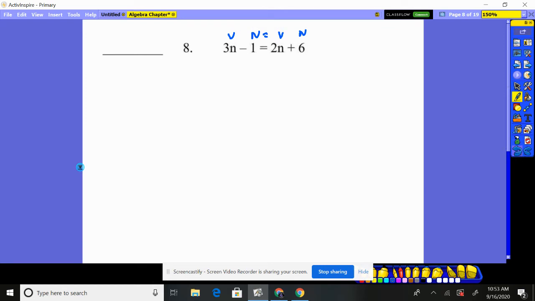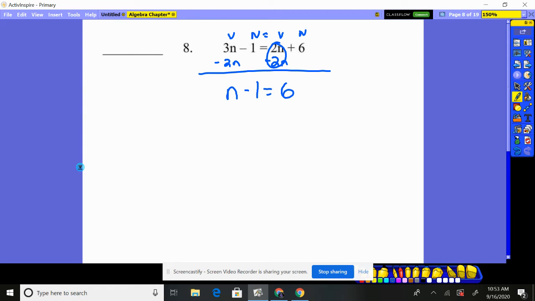So you have 3n on the left, 2n on the right. Who's easier to move? The 2n. So I'm going to move 2n by taking it away off of both sides. 3n take away 2n is a single 1n, which is just n, minus the number 1 equals, where that goes away, 0 plus 6 is 6.